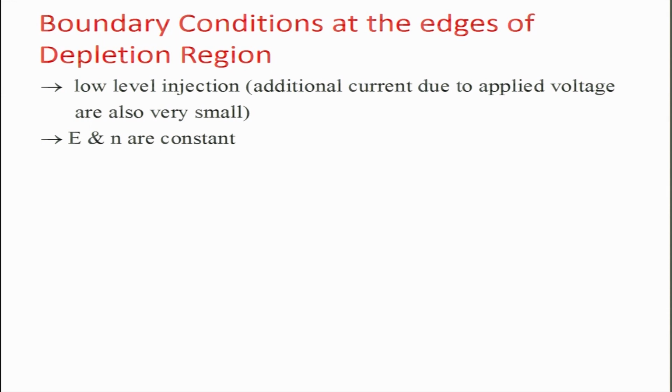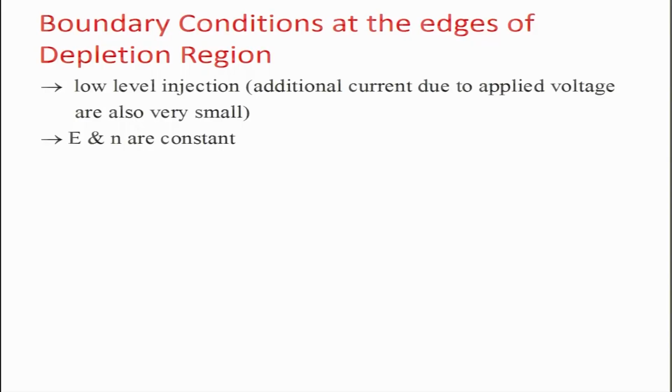So, boundary conditions at the edge of the depletion region: first we assume that there is a low level injection condition, right, and also that the additional current that we apply because of the applied voltage is very small, at least in the depletion region. And we assume that the electric field and the majority carrier concentrations are constant.